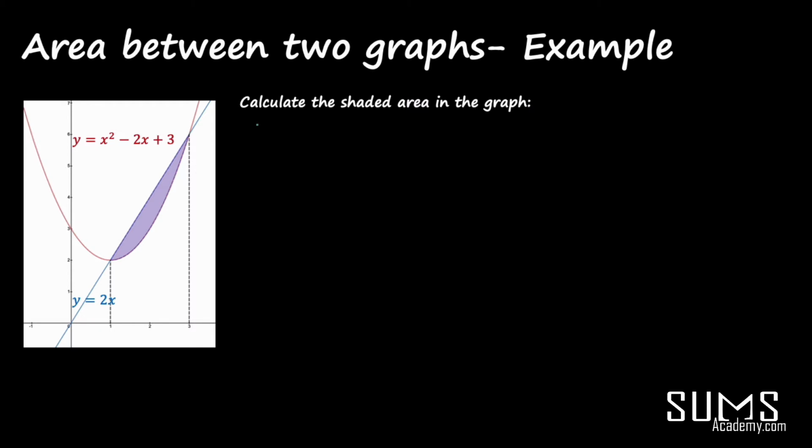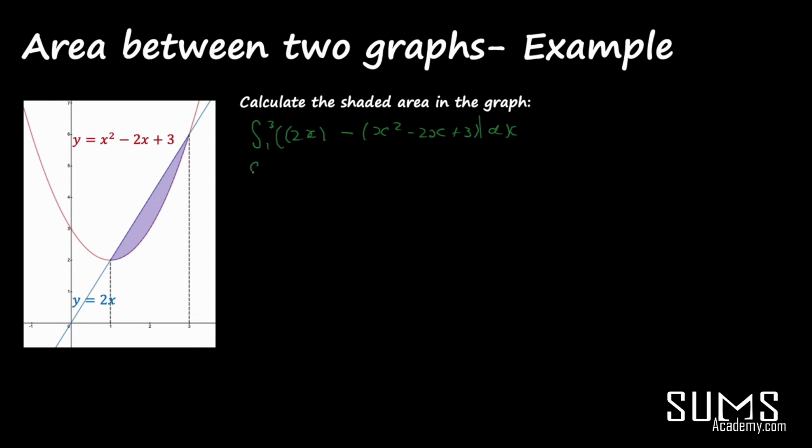So let's write that. This would be the integral between 1 and 3 of 2x, that's its own little function, minus x squared minus 2x plus 3 dx. What we need to do now is simplify this.